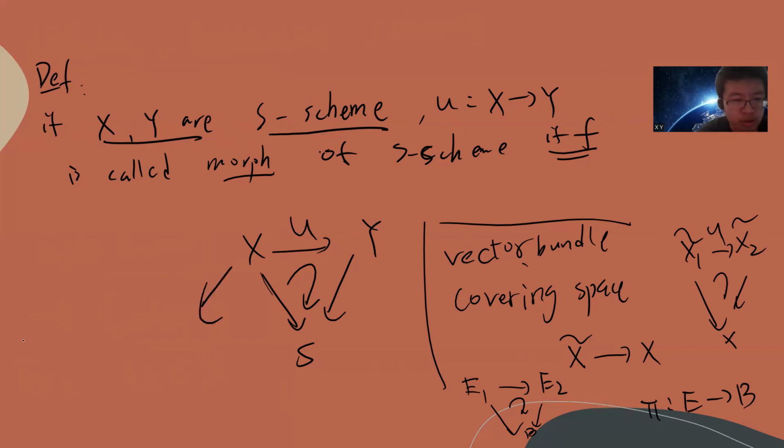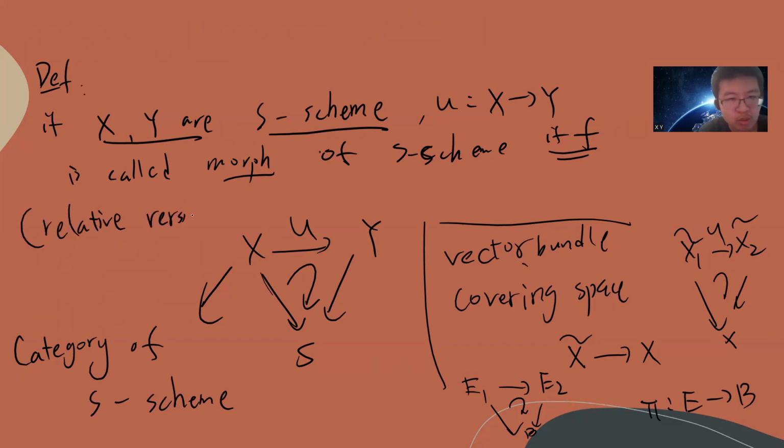Okay, so here you can work on the category of S-skins. Usually this is the relative version. Sometimes it is not convenient to work with skins, but you can work with S-skins, which are skins relative to some space.